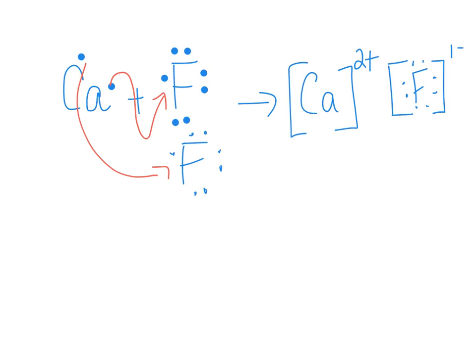So you can put the two here, or you can draw two separate fluorines. Why is there two F's? Because I had two electrons to give up, but fluorine could only take one of them, so you need two fluorines.